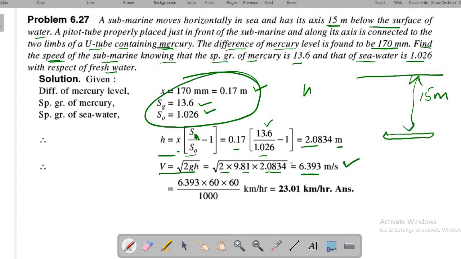Actually, velocity we used to say in kmph, that is kilometer per hour. Convert this meter per second into kmph. It is per second, I need to convert it into per hour, and it is in meter, I need to convert it into kilometer. Then I am multiplying by 60 into 60 dividing by 1000. From that we will get 23.01 kmph, kilometer per hour. This is the speed of the submarine. Okay, so this is regarding the submarine.